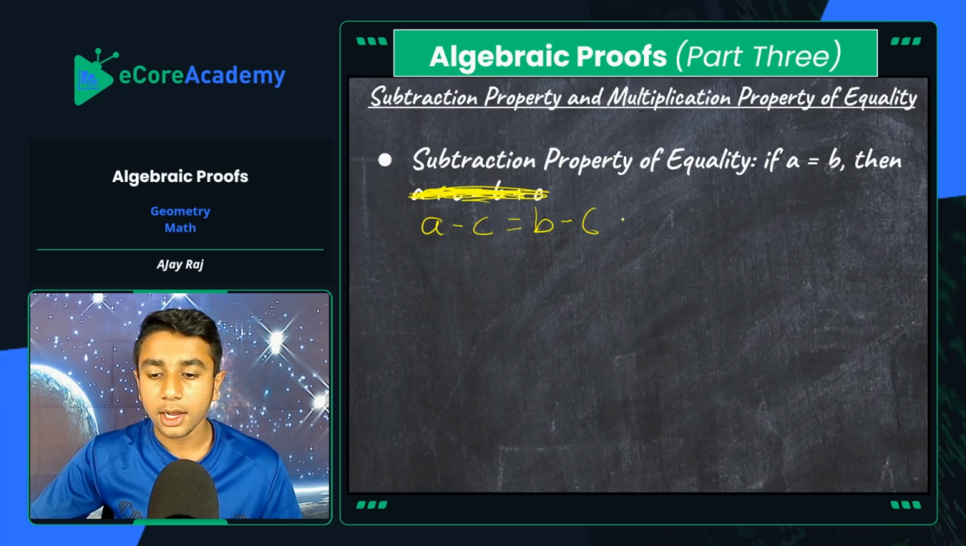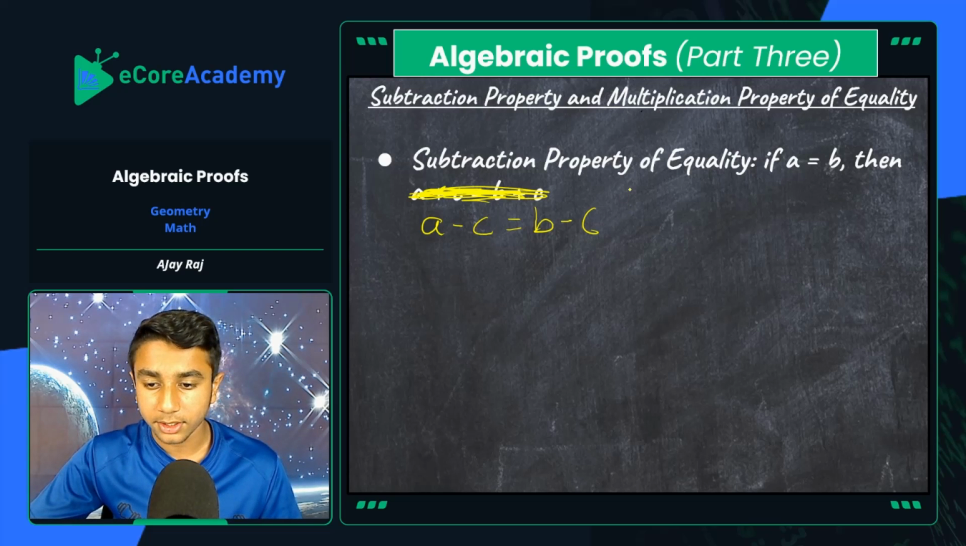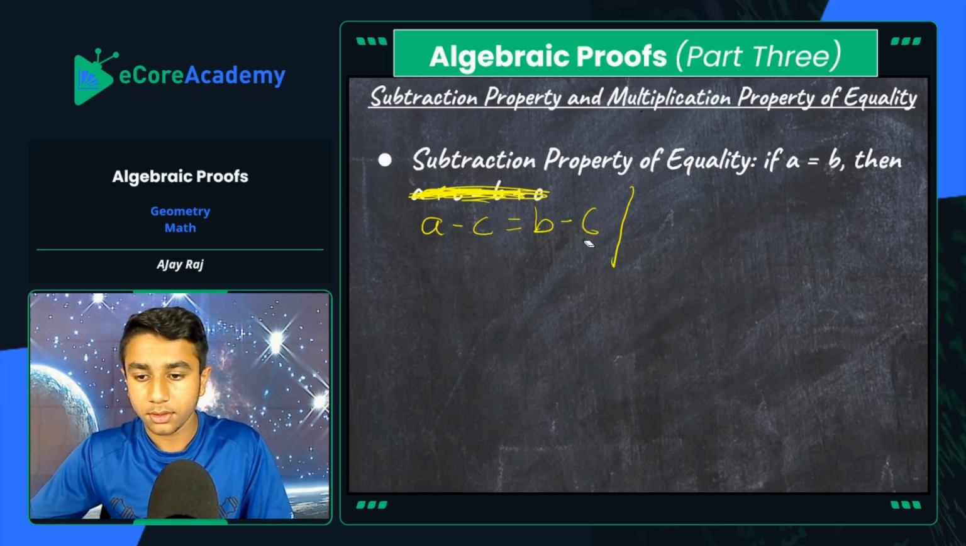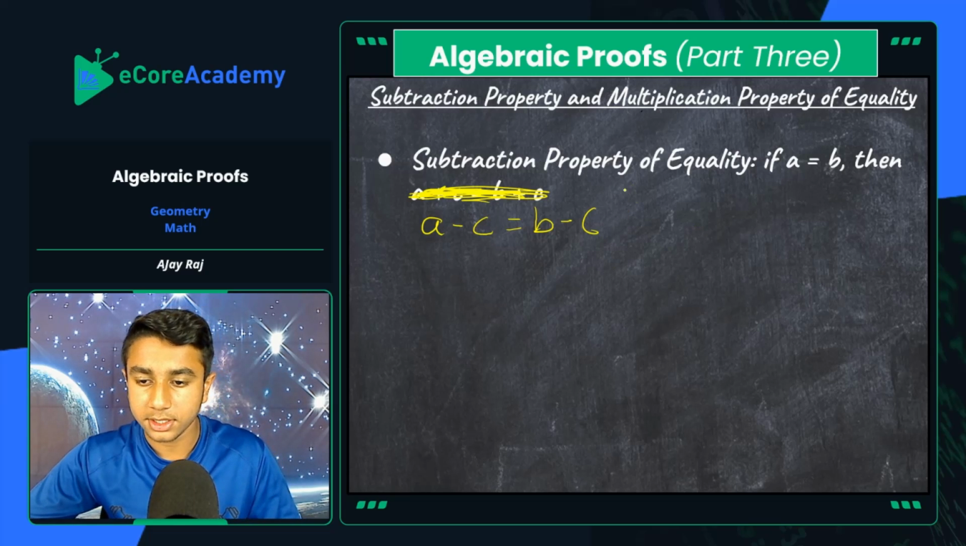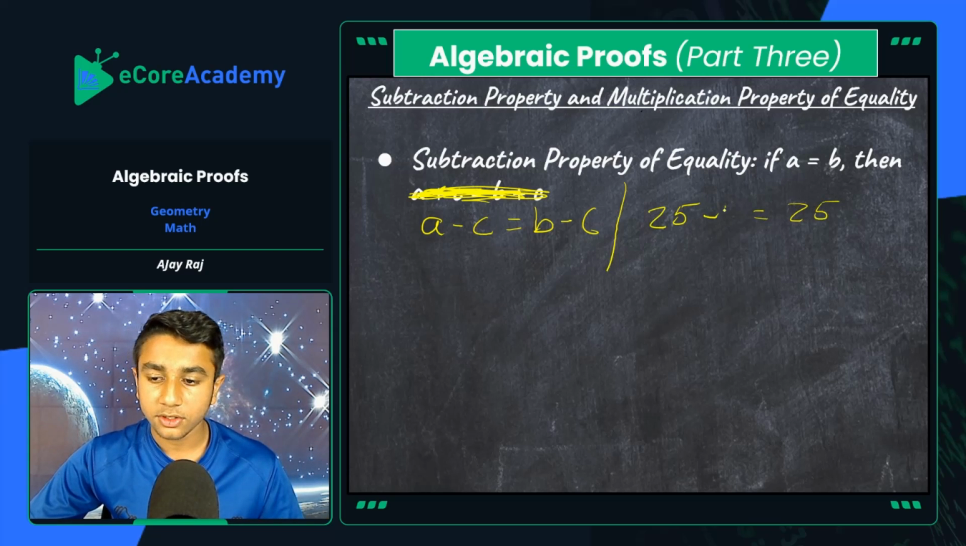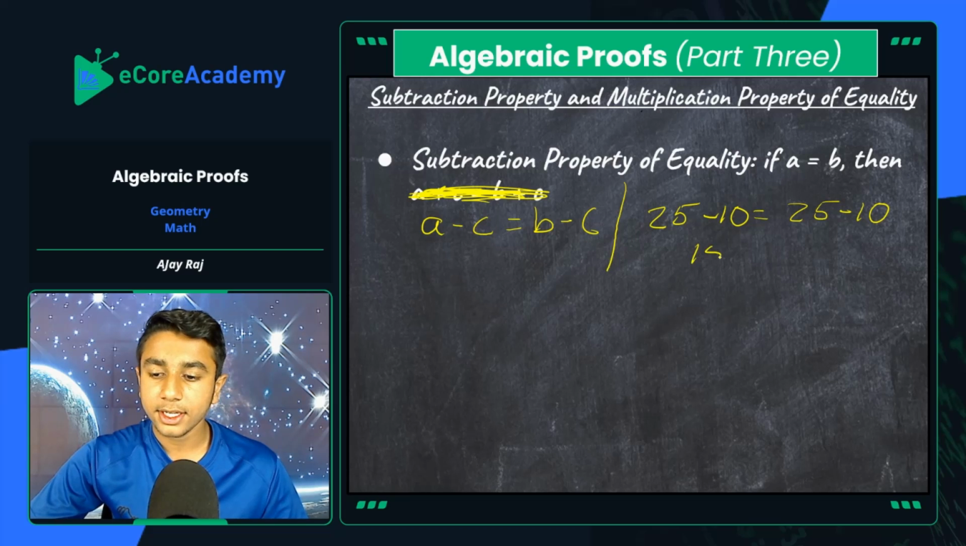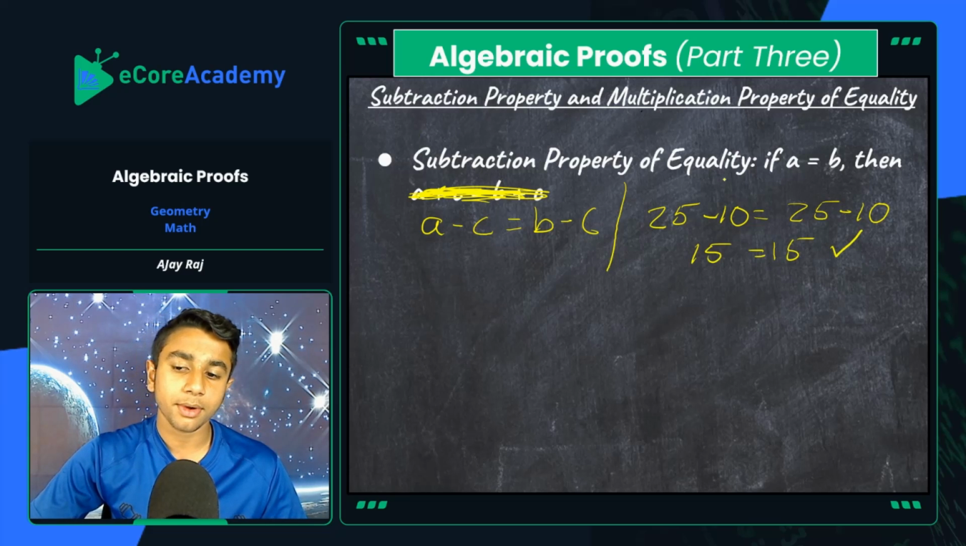So what this states is that if you subtract the same value from each side of the equation, you will always still maintain equality. I'm going to put a little example here so that you guys can see what exactly I mean. Say we have 25 equals 25. What if we subtract, let's say, 10 from this? We have to subtract 10 from both sides of the equation, and since we do that, we get 15 equals 15, which is always going to be true. So this proves that the subtraction property of equality is always accurate for any algebraic equation.